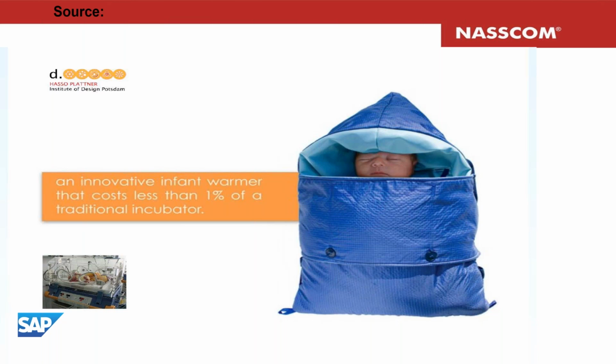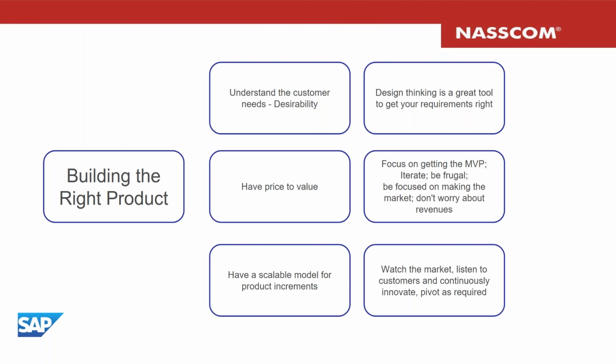So in the interest of time, going further, I'm just trying to summarize the various aspects of building the right product. You need to understand the desirability. You could use design thinking to get your requirements right. You need to have a price to a value, right? Low cost is not always the best approach. You need to see what are the different values that you give to the end consumer, right? So whether it's an app where you see how many clicks a person has to do to buy something, right?